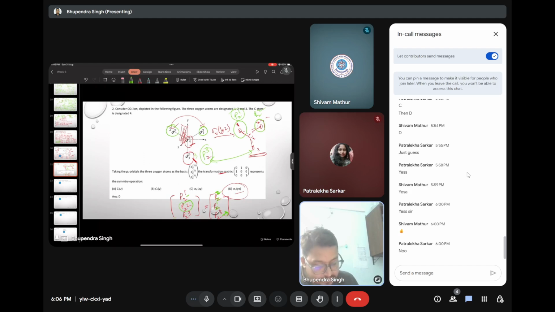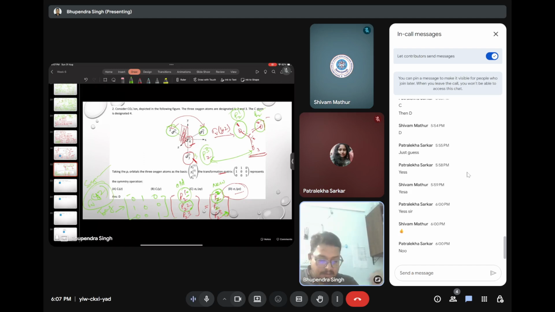Now you know the old basis and the new basis. Try to see the transformation matrix. If you want this to be transformed to 2, here should be 1. 2 has transformed to 1, so this should be 1. Others are 0, and this is not changing. So this will be your transformation matrix for the sigma v yz symmetry operation.